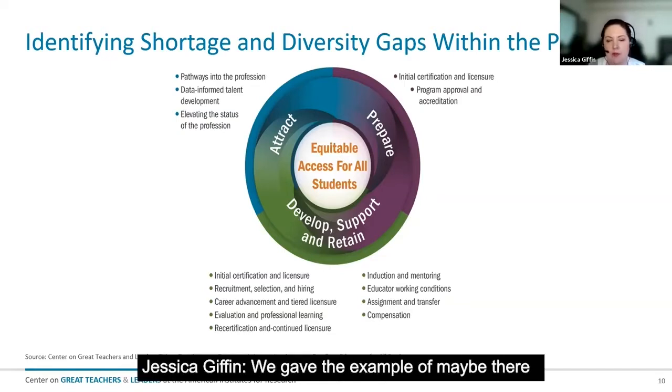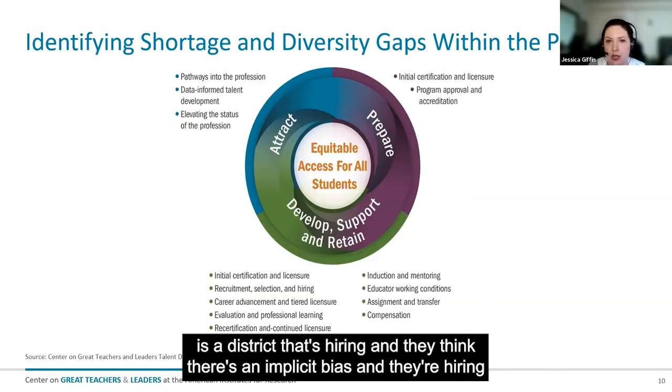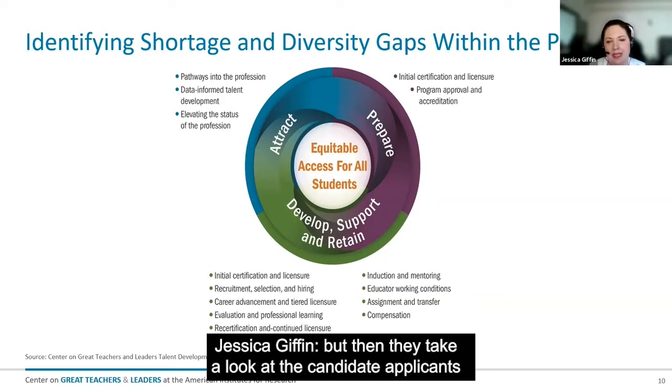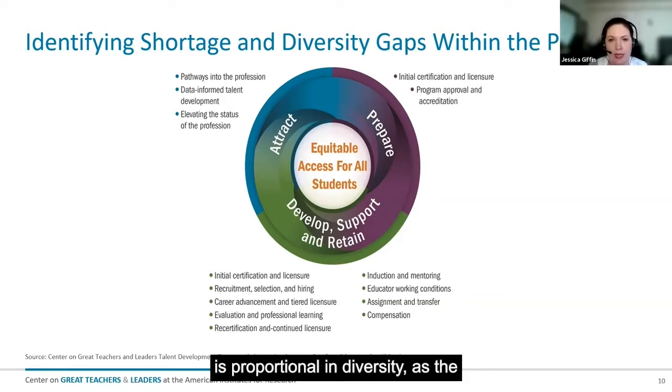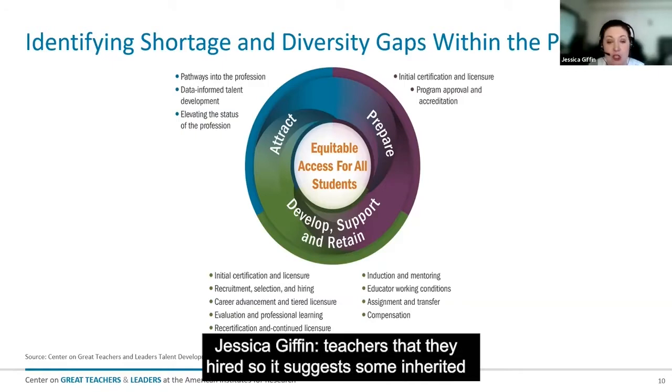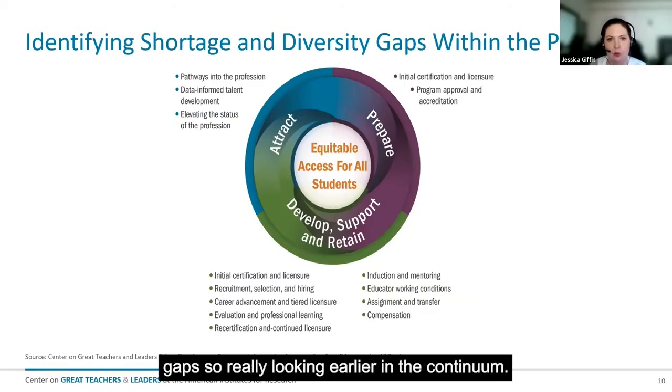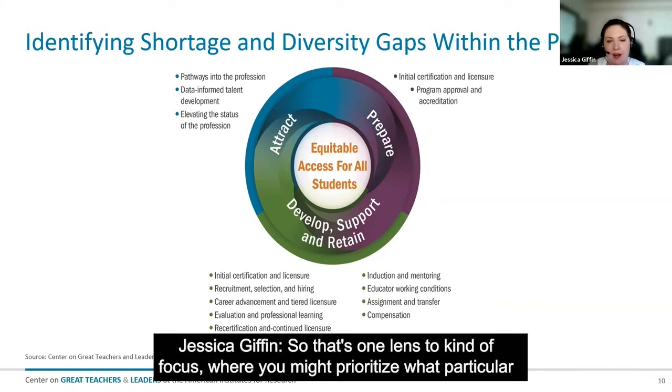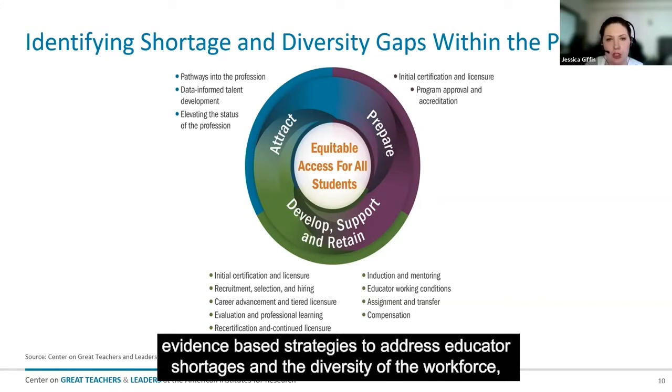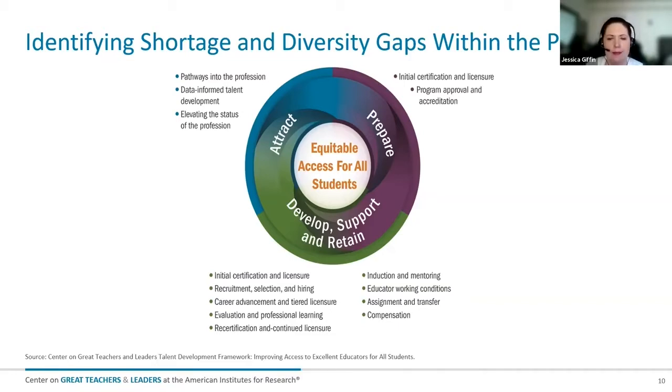We gave the example of maybe there is a district that's hiring and they think there's some implicit bias in their hiring. But then they take a look at the candidate applicants and it is proportional in diversity to the teachers that they hired. So it suggests some inherited gaps. So really looking earlier in the continuum. So that's one lens to focus where you might prioritize what particular evidence-based strategies to address educator shortages and the diversity of the workforce.